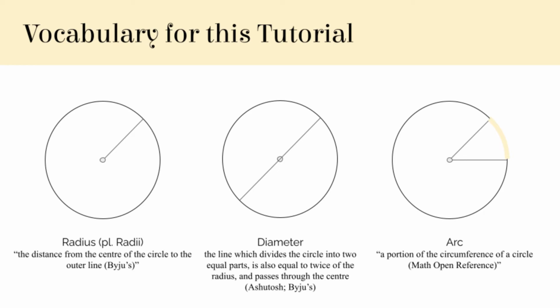Diameter: the line which divides the circle into two equal parts, is also equal to twice the radius, and passes through the center. Sources include Attribution and Byju's. Arc: a portion of the circumference of a circle. Source, Math Open Reference.